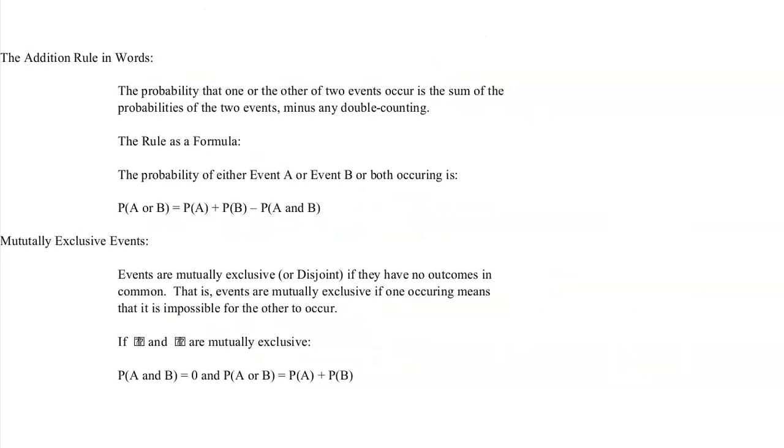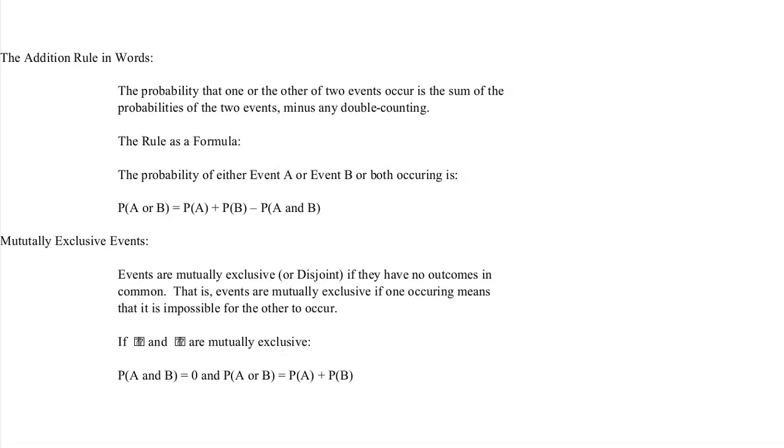The addition rule in words: the probability that one or the other of two events occur is the sum of the probabilities of the two events minus any double counting. And we get that formula. Probability of event A or event B occurring. The notation: the probability of A or B equals the probability of A plus the probability of B minus the probability of A and B.